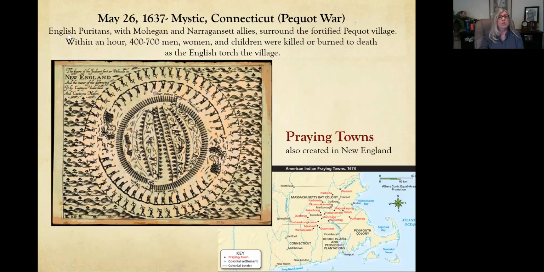In 1637, the English are going to team up with some of the native enemies of the Pequots, and they surround their village. So here's the village. It's got the fortification here, and they take bows and arrows, set them on fire like these flaming arrows, and shoot them into the village, and it sets it all on fire. These native groups around the village, the Puritans' native allies, are shooting the arrows into the Pequot village.